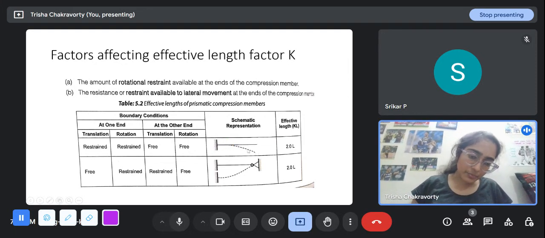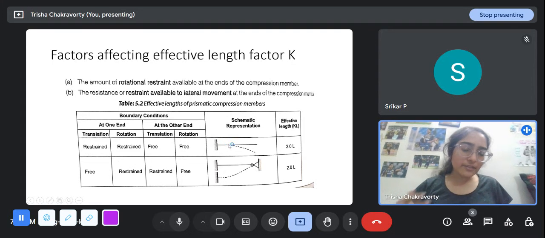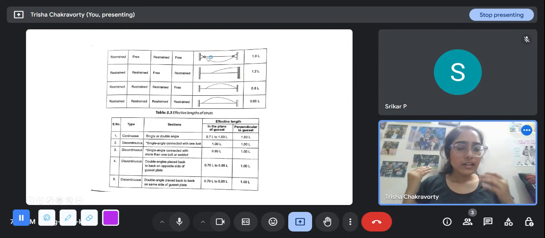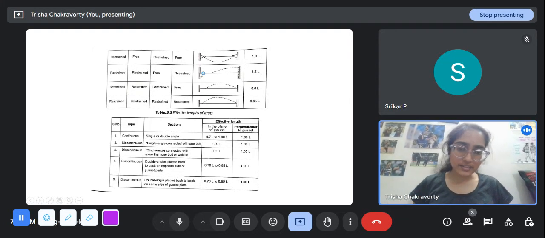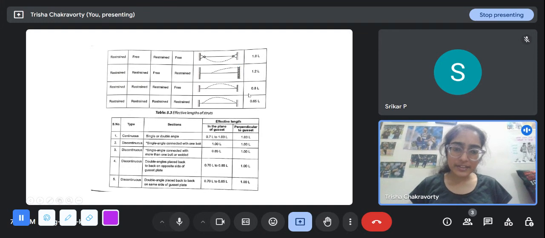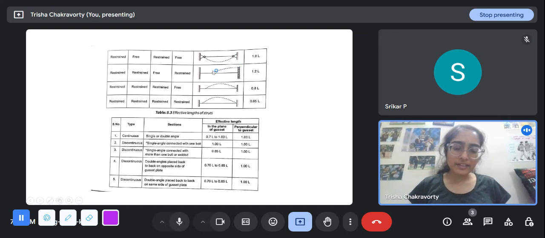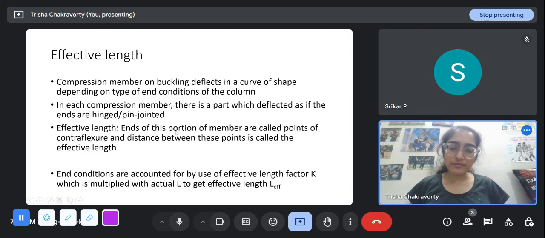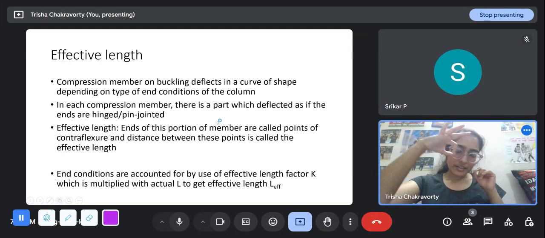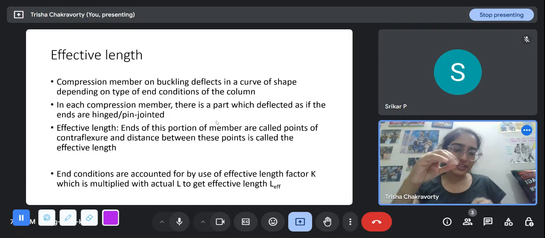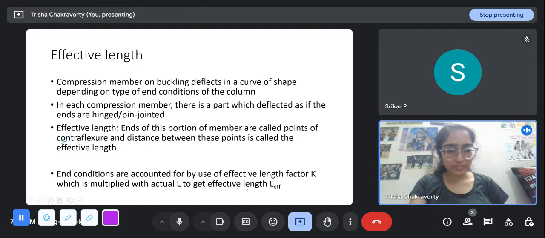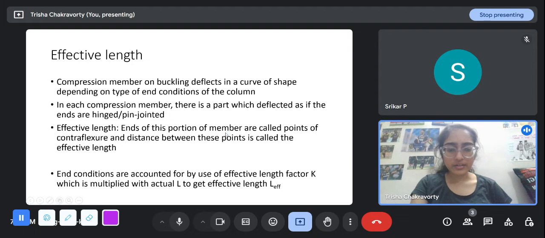So the bending starts at some point away from here, and that is why the effective length comes into question. If both ends were hinged like this, the entire length is the effective length. But in any other combinations, like fixed and roller, or fixed and fixed, there will be some effective length that is not equal to the actual length. So for effective length, in between there will be two points between which there will be a deflection as if those two points were pin jointed. Those points are called the points of contraflexion, and the distance between those points is called the effective length.